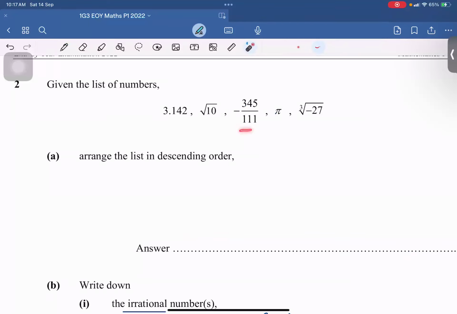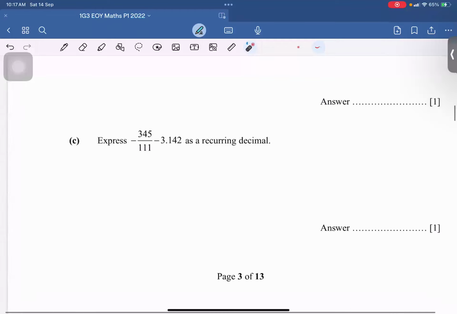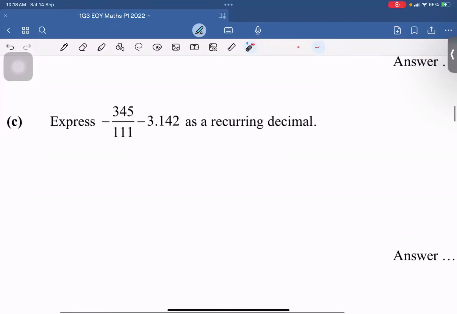This is already a fraction, so it's not going to be irrational. The next irrational number will be pi. So it will be square root 10 and pi. This is definitely an integer, so it's a rational number. Okay, next one. Express the following as a recurring decimal number. You can use your calculator.